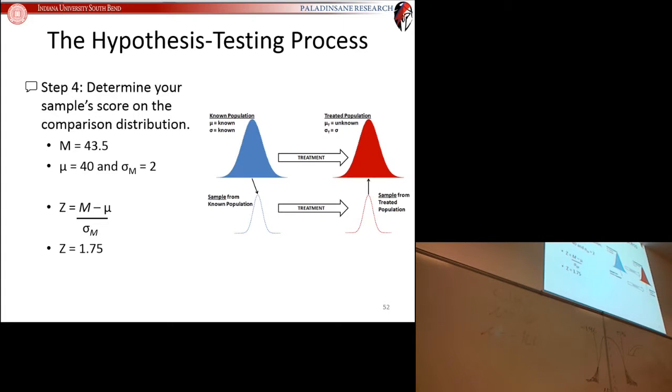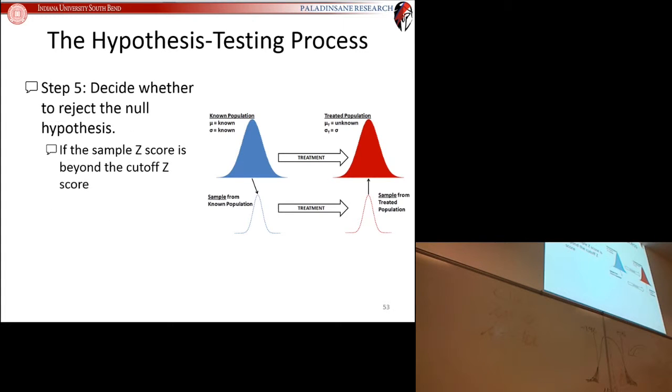So we don't know where exactly on this distribution our sample is, but we know on our z-score distribution, we have a z-score of 1.75. That's 0 right there. That's 1.96 right there. That's where our students are. That's where the mean is, that z-score of 1.75. 43.5 over here got changed into a z-score of 1.75. That's about where it is on our comparison distribution.